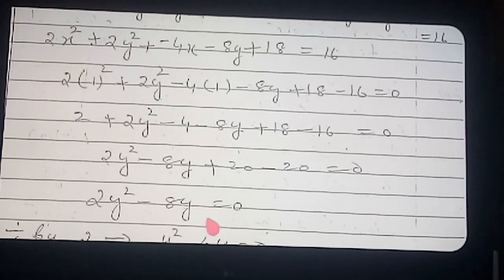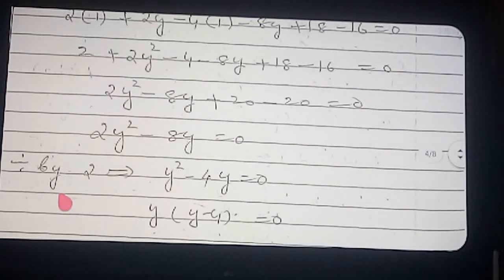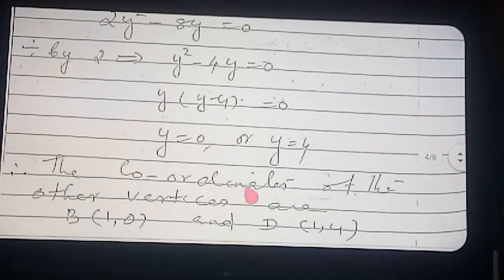0. Now I have divided throughout by 2. Then what are you getting? y square minus 4y equal to 0. So y you take common outside. Taking y common outside, what will you get? y into y minus 4 equal to 0. Therefore you will get the two values of y. So which are the two values? y is equal to 0 and y is equal to 4.